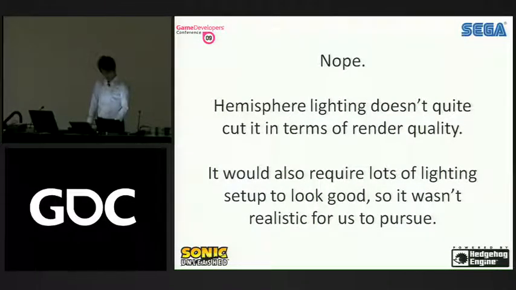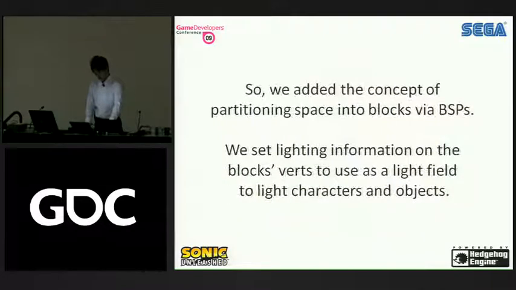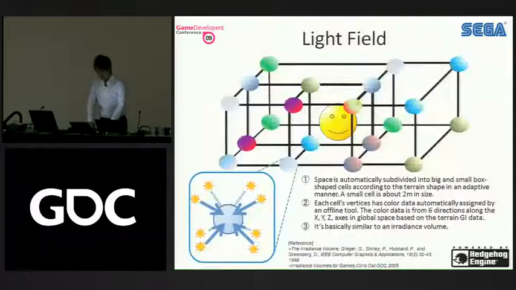So then, what is often used is hemisphere lighting, but we thought that probably doesn't cut it in terms of render quality. It also is quite a task for the artists, so we decided not to take that route. Instead, we decided to partition space into blocks using BSP, and then set lighting information on the blocks' vertices to use as a light field to light characters and objects.